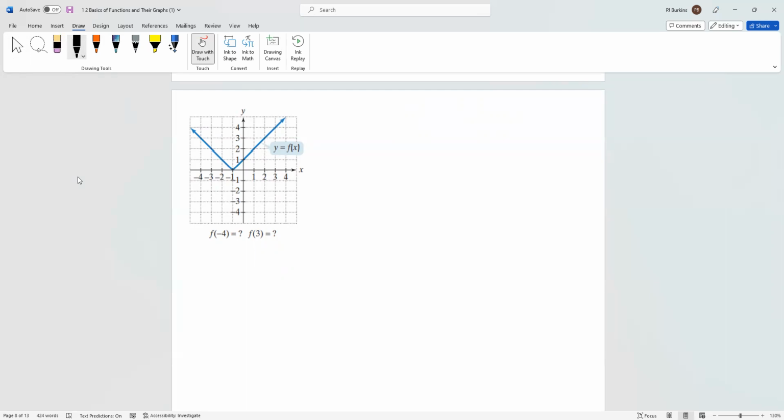Okay. Now they asked us for the domain, or the values of x. Again, this thing continues on forever in both directions. So the values of x are all real numbers, or we would say -infinity to infinity, again using the parentheses. The range, however, this thing doesn't go below the x-axis. This is as low as it gets. So if that's the case, then we can equal 0, which means we use a bracket, and we continue on forever above that to infinity.